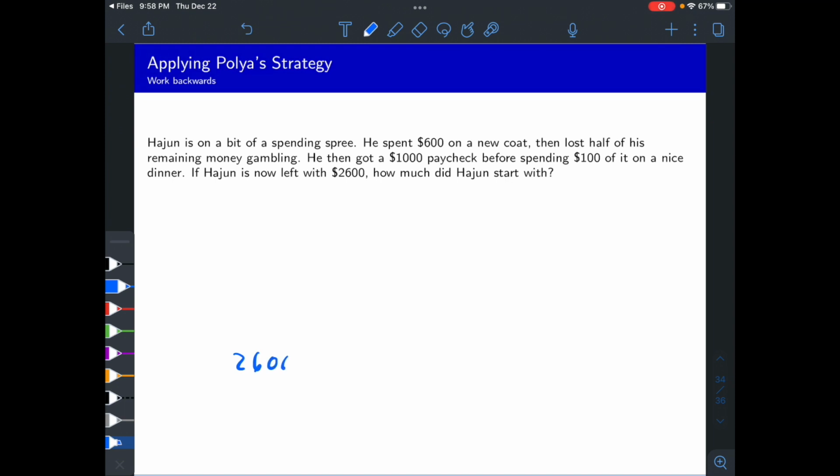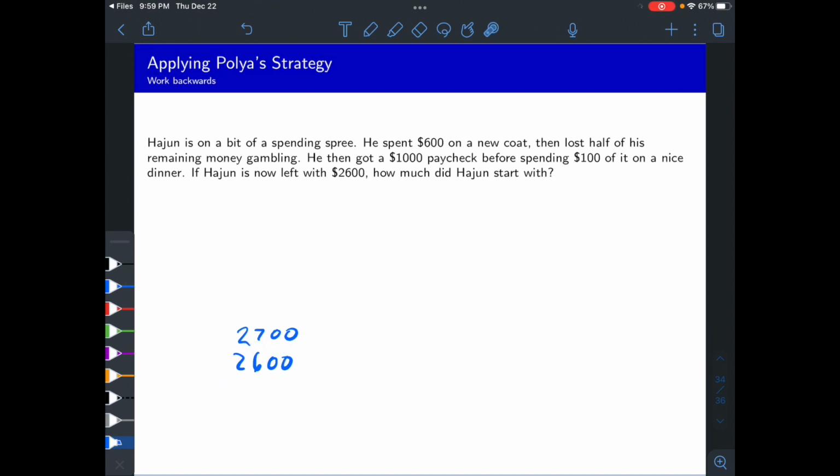So Ha-Jun has 2,600 right now. Right before he had 2,600, he spent $100 of it on a dinner. So before he bought the dinner, he was at 2,700. Then he spent 100 of it, and then that's where he was.